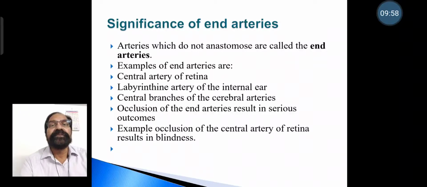Significance of the end arteries. Arteries which do not anastomose are called end arteries. Examples of end arteries are the central artery of the retina, labyrinthine artery of the internal ear, and central branches of cerebral arteries. Occlusion of central arteries, the end arteries, results in serious outcomes. Example, occlusion of the central artery of the retina results in blindness.